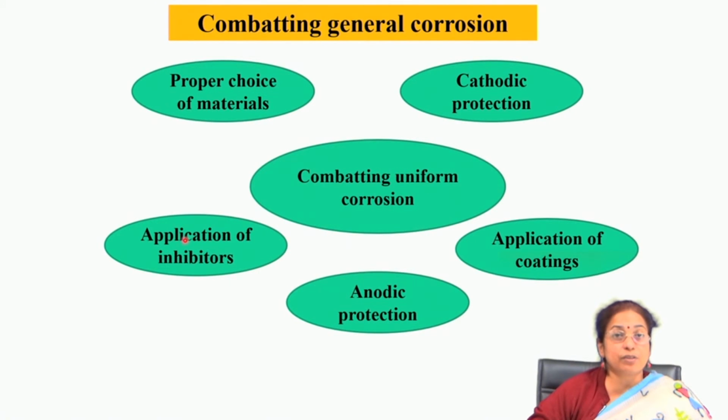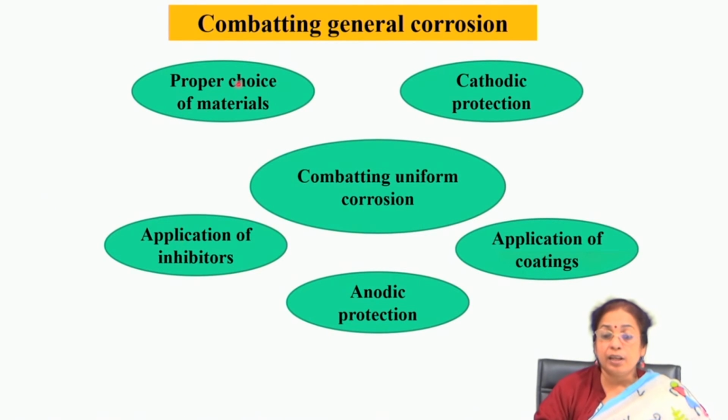So, that is the role of inhibitors. Some inhibitors scavenge oxygen, some reduce the hydrogen content in the environment, and some simply get absorbed over the surface and act as a protective barrier. So, different inhibitors are available. Those inhibitors reduce the aggressiveness of the environment or protect the surface by forming a very thin film.